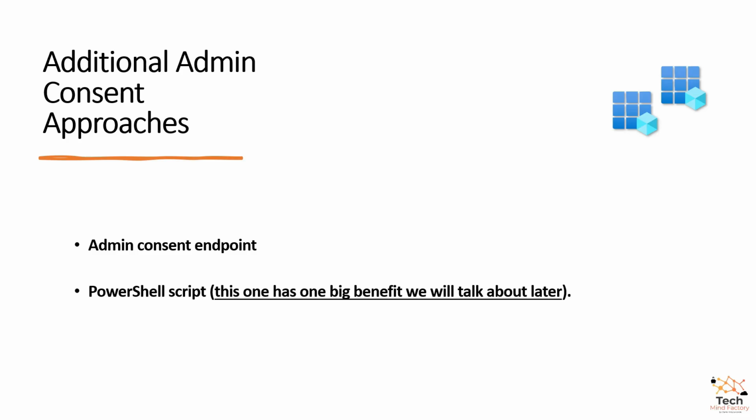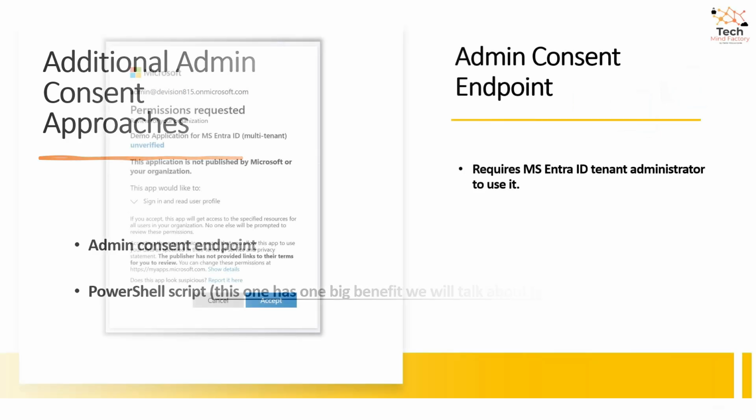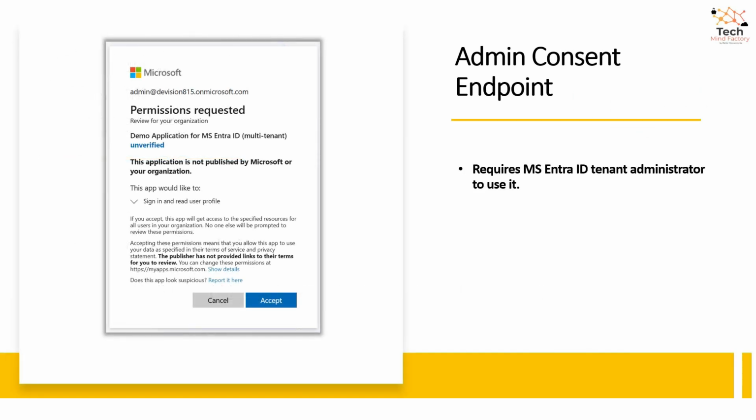Basically, if there is a multi-tenant application and we already know that this application will require permissions that only an administrator can grant, the better way is to ask the administrator to consent, and then obviously a service principal will be created for such multi-tenant application registration in the tenant, and then users will be able to access such application. For that we can use either the admin consent endpoint or a PowerShell script. So let's talk about the admin consent endpoint first, okay?